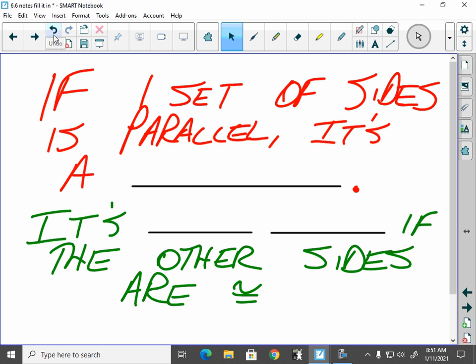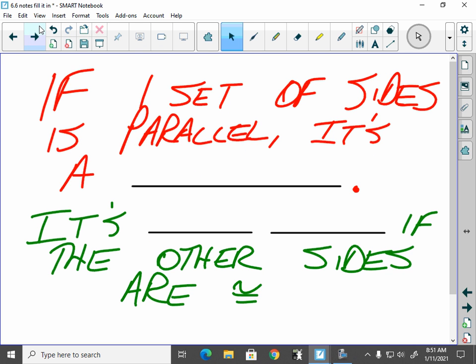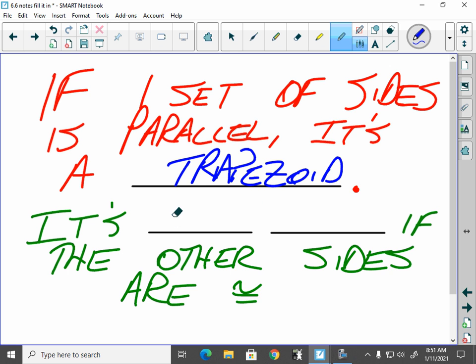Okay, if one set of sides is parallel, it's a trapezoid. It's an isosceles trapezoid if the other sides are congruent. The drawing's on the board right now in purple. That's an isosceles trapezoid. Okay, so we already know these shapes.